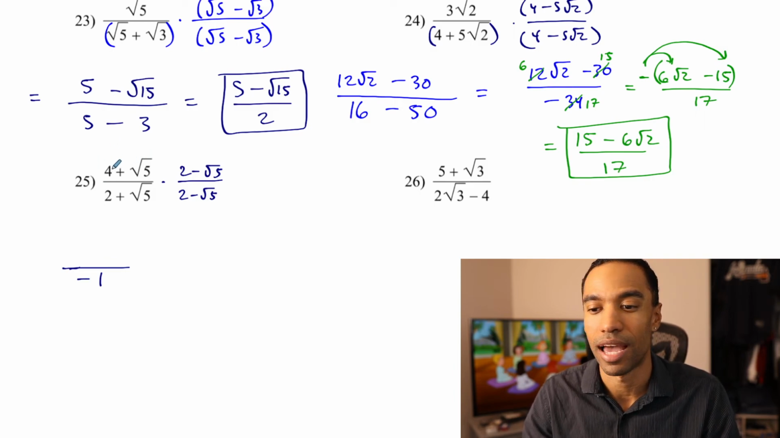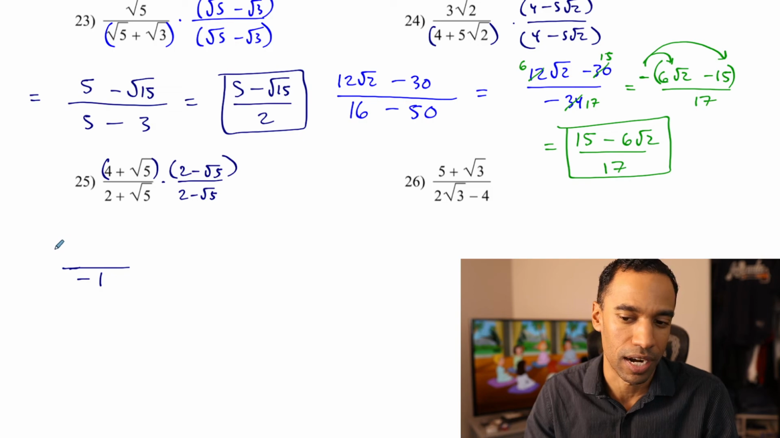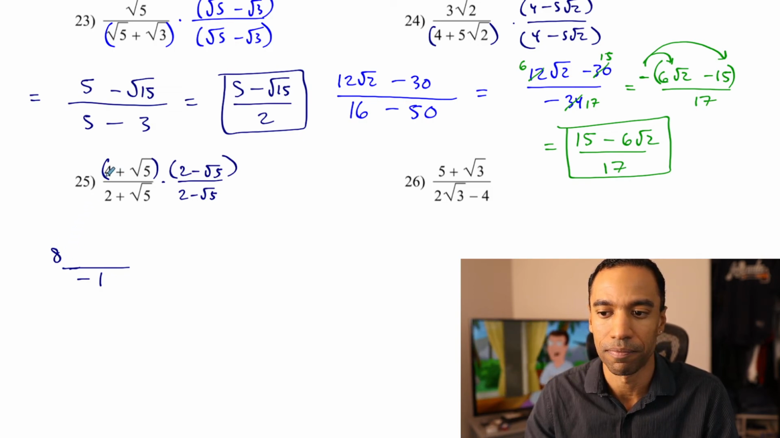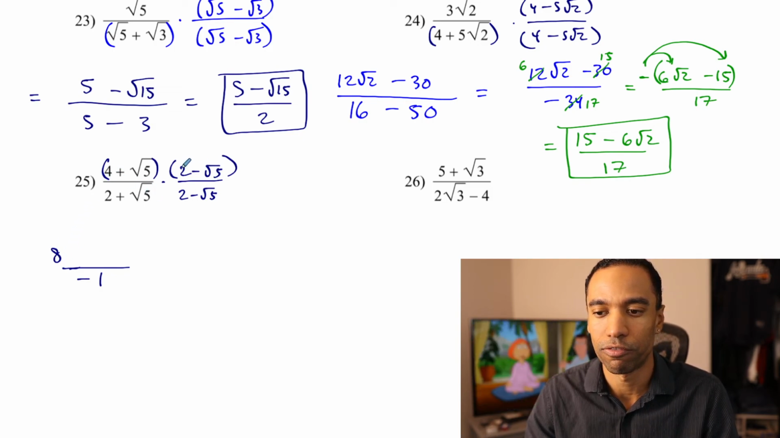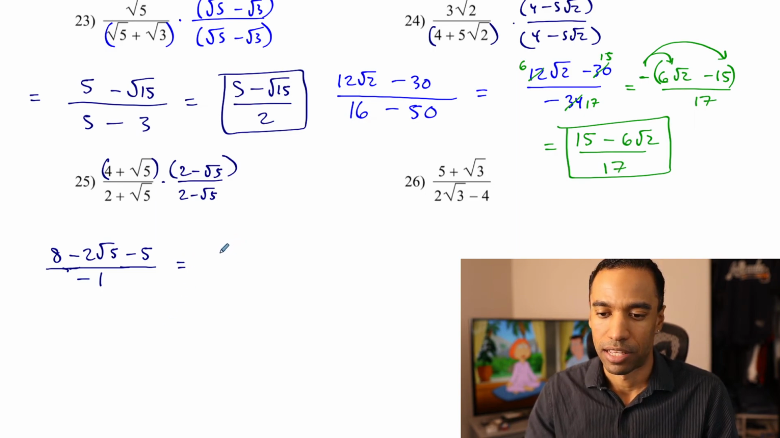This top has to FOIL, though, right? Maybe I will put parentheses on the top here. Got to do 8. And there's no faster way that I do this. I'll just do this. 8 minus 4 root 5 plus 2 root 5 is negative 2 root 5. And then minus 5, right? Root 5 times negative root 5, so minus 5. And that's going to be 8 minus 5 is 3 minus 2 root 5. And this is all divided by negative 1 still.